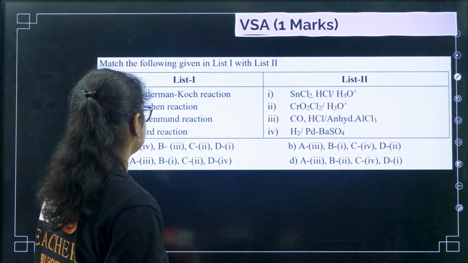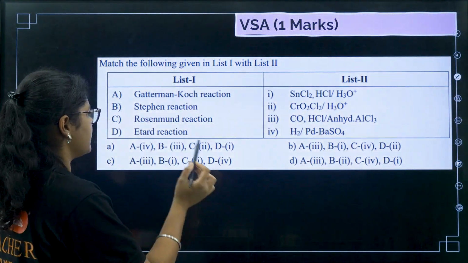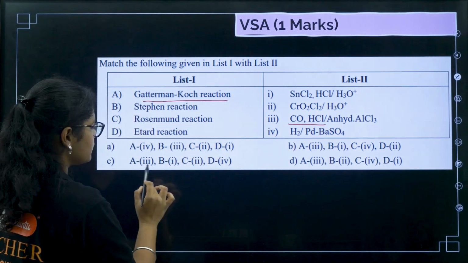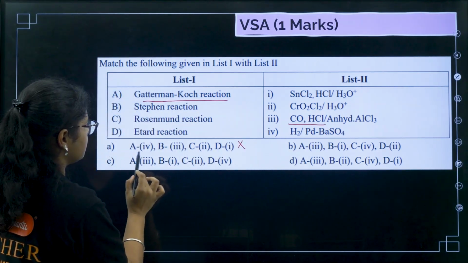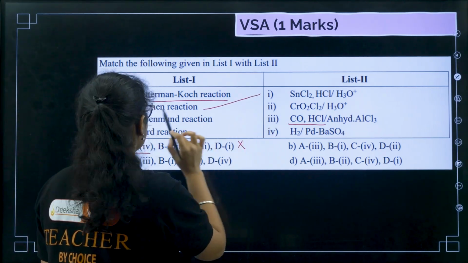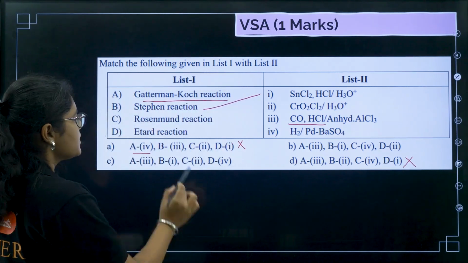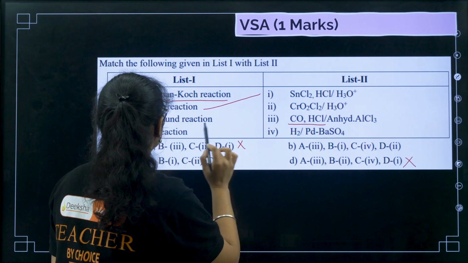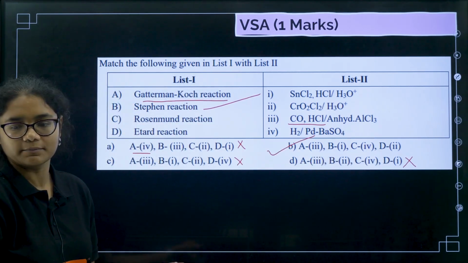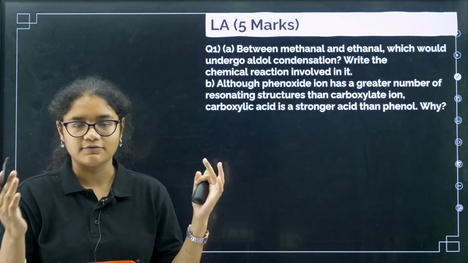Next question, match the following. Name reactions and their reagents are given. Gattermann-Koch reaction, CO, HCl, so A has to be 3, so we can eliminate the first option. Next, Clemmensen reduction, Sn HCl, so B has to be 1, so we can eliminate this option too. Next, Rosenmund reaction, H2 palladium, so C has to be 4. This is wrong, C4 D2, correct answer is option number B here. Now that's all in the VSA 1 marker questions.